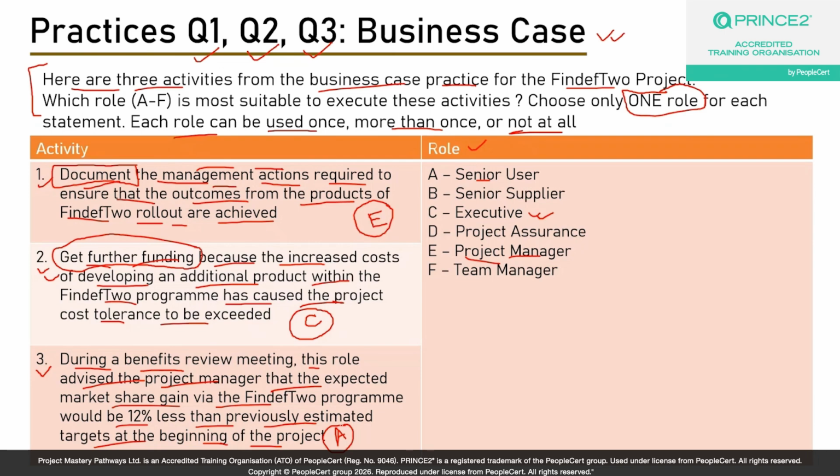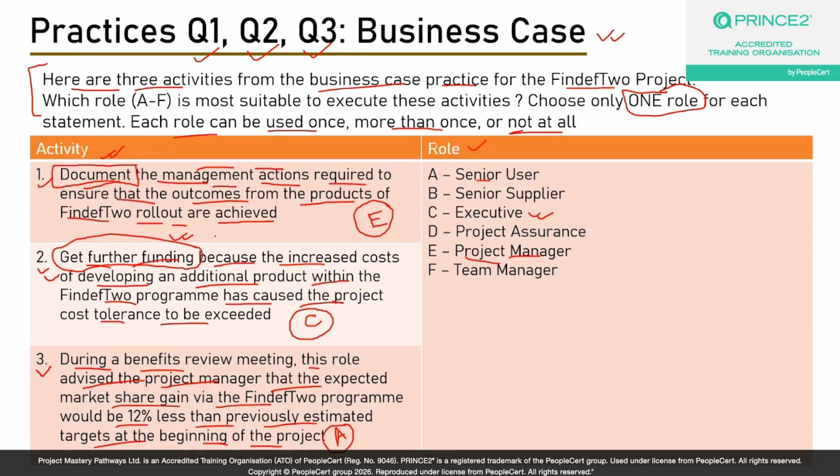Because to answer these types of questions correctly and to capture such nuances that we talked about in question number 1, which was to document, and in question number 2, which is to get further funding, okay. So these kinds of keywords or finer nuances you will be able to catch once you have a solid understanding of the various roles and responsibilities in a PRINCE2 project as per the 7th edition framework, okay.